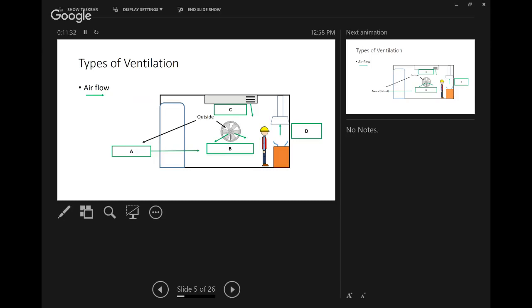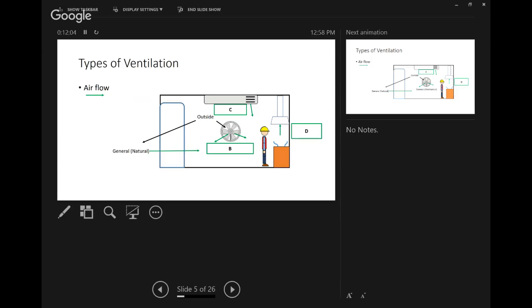So of the four types that we talked about, let's start with this one. What type of ventilation would this be? D. Good. So that is local exhaust. So general or natural ventilation would just be from outside coming in.